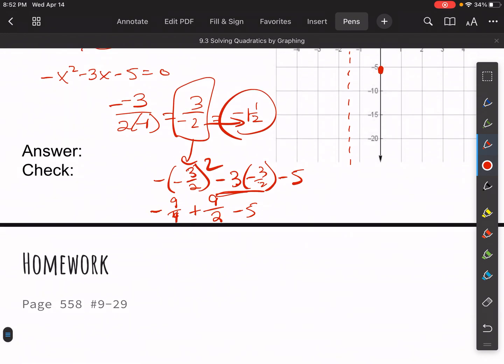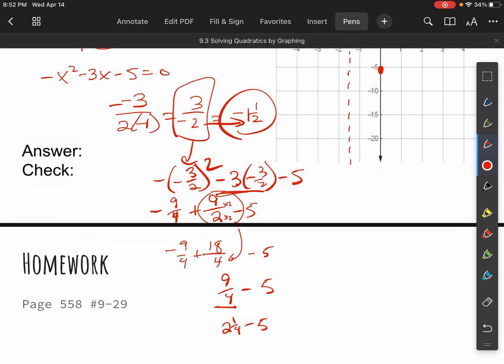Okay, so let's find the common denominator there, which would be 4. So this would be negative 9/4 plus 18/4, because I had to multiply this by 2 and this by 2 in order to get a common denominator of 4. Okay, and then minus 5. So negative 9 plus 18 gives me 9/4. 9/4 minus 5. If you turn this back into a mixed number, that's the same thing as 2.25. So 2.25 minus 5.